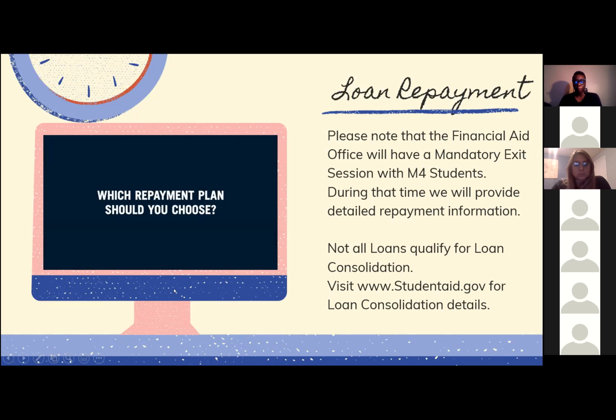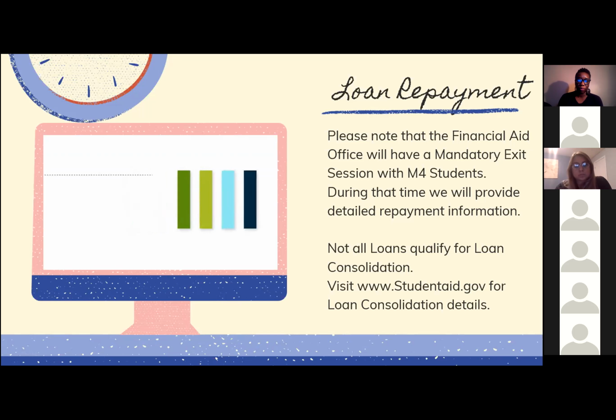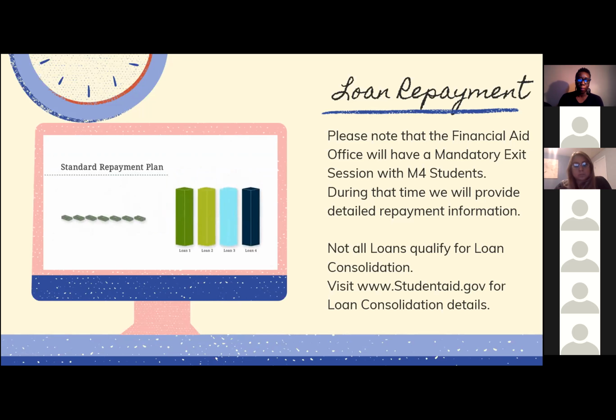Which one should you choose? Well, it depends on your goals. With a standard repayment plan, you pay a fixed amount each month. This plan is designed to ensure you'll pay off your loan within 10 years and minimize the interest you pay. With a graduated repayment plan, you start with a lower monthly payment. Then the payment amount gradually increases every 2 years. This plan also ensures you'll pay off your loan within 10 years, but you'll pay more interest than you would under the standard plan. Then there are income-driven repayment plans.